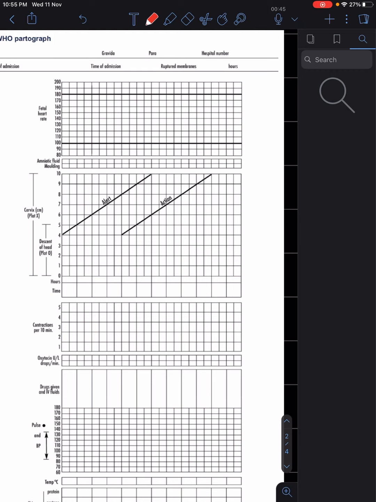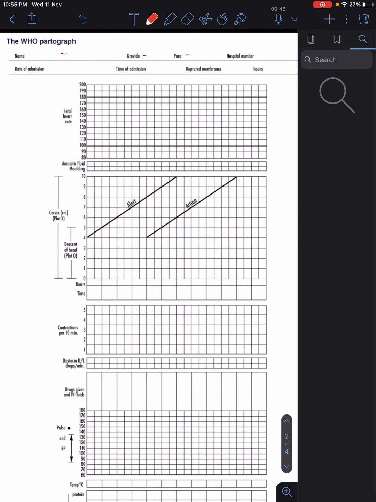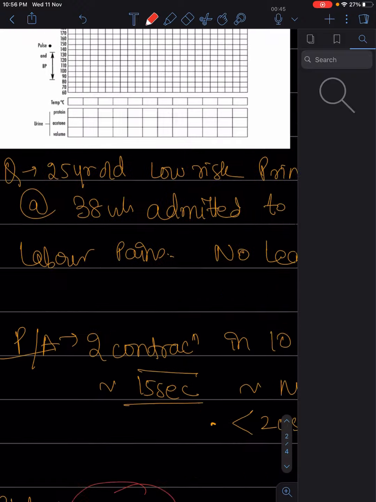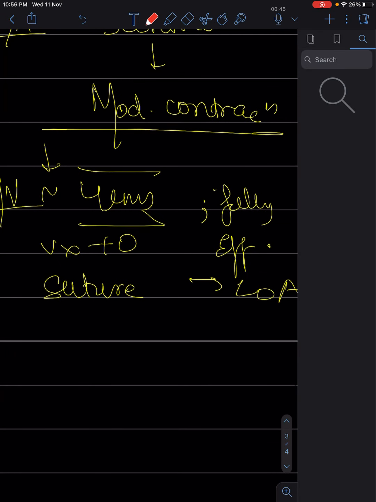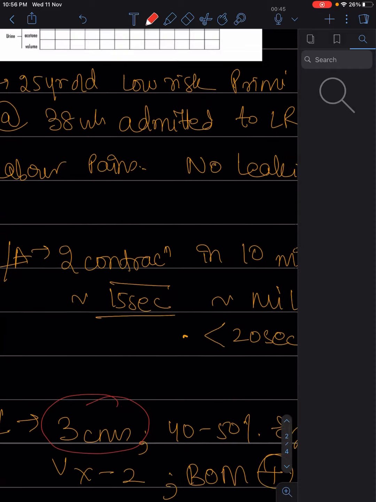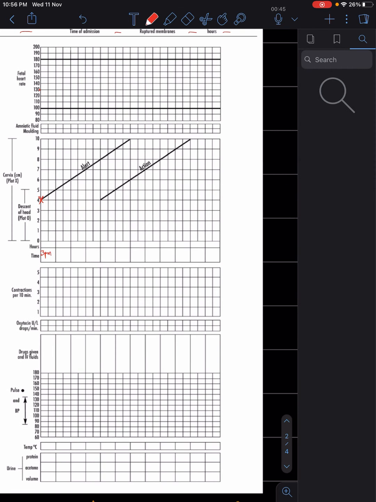So we'll fill out her name, her gravida, parity, ID, date of admission, time of admission, ruptured membranes, hours, everything, and the fetal heart that we auscultate, right? So she is 4 centimeters, right? Supposing right now it is 3 p.m. So we'll plot it as this. And where is her station? Her station is at -2. Sorry, this is -2. Okay, so this is at -2, right?